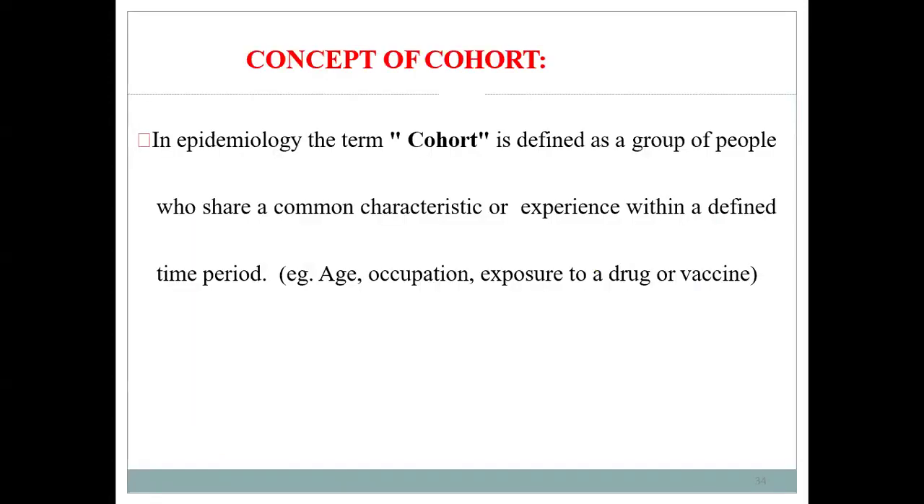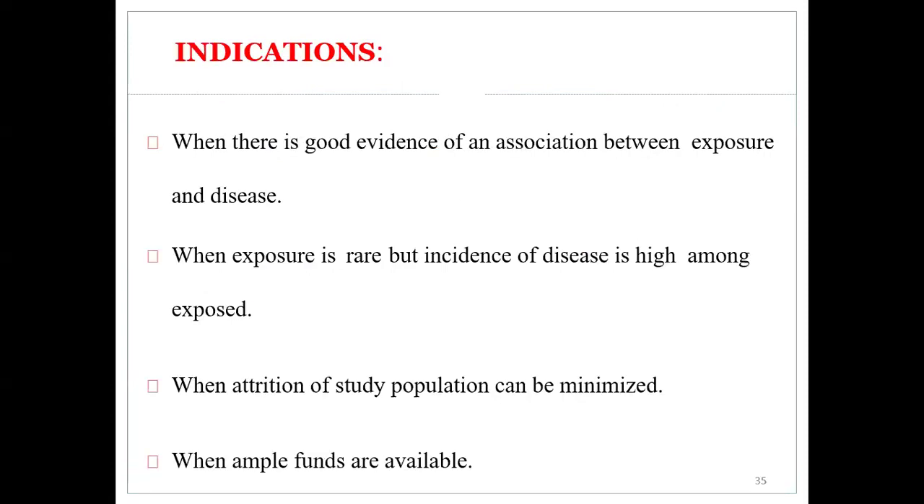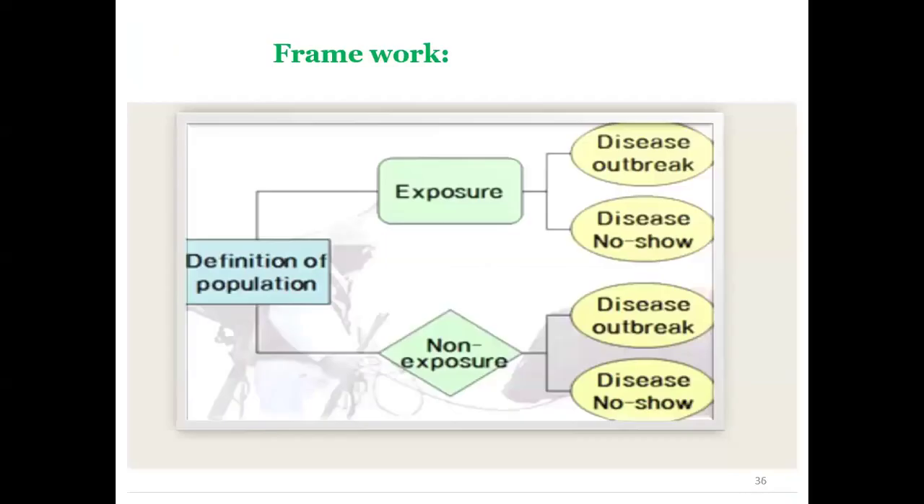Coming to the second study design is the cohort study. In epidemiology, cohort is defined as a group of people who share common characteristics or experience within a defined period of time. The indications is when we have to measure the association between exposure and disease. This is the main indication.